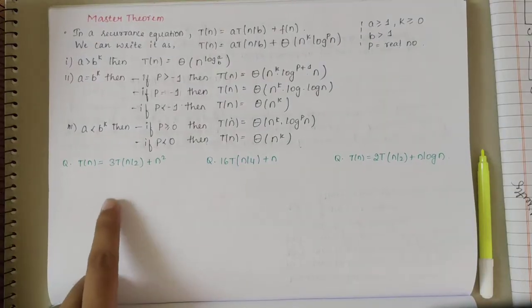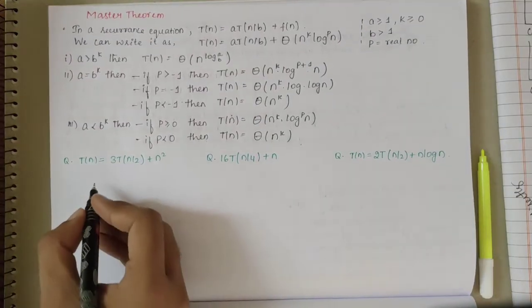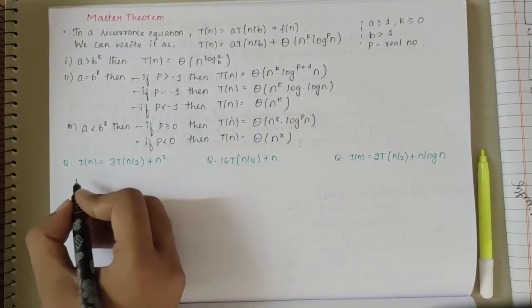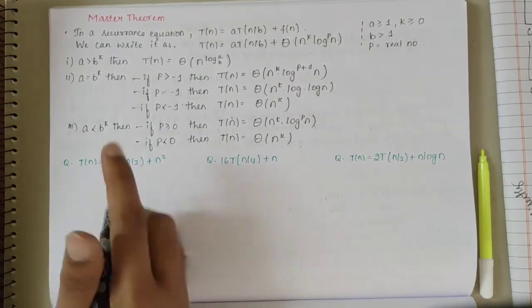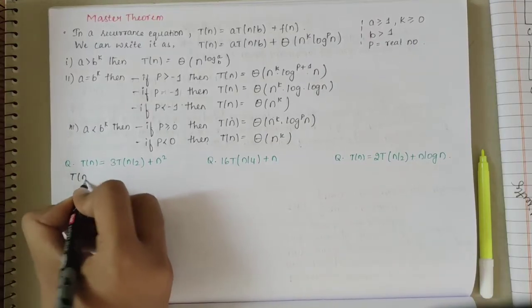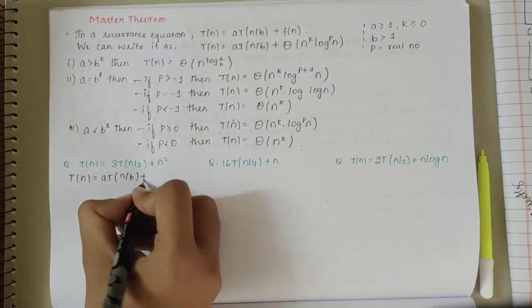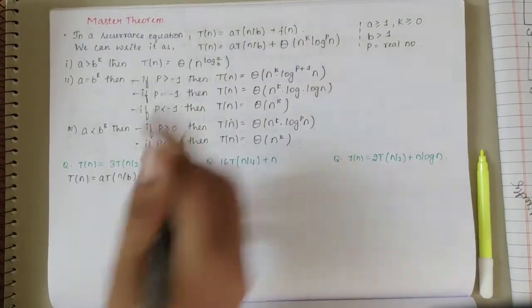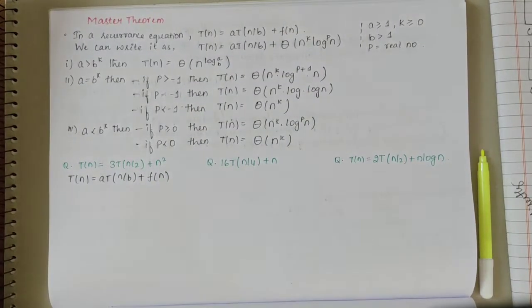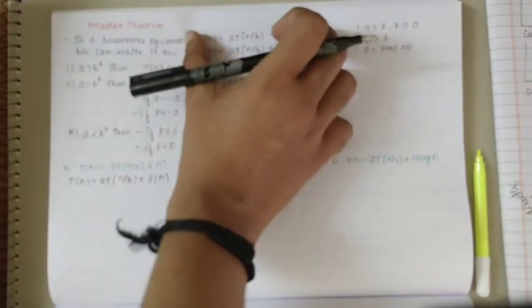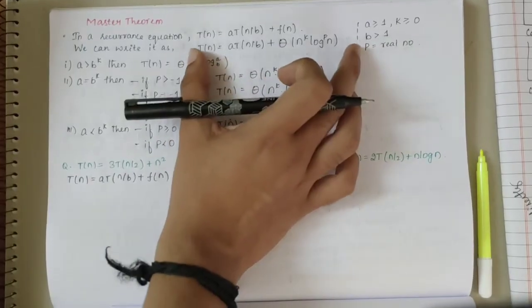Okay, so let me start with the first problem here. That is, I have t of n is equal to 3t of n by 2 plus n square here. Checking this with the standard recurrence relation, I'll write the standard relation t of n is equal to a t of n by b plus the function here. This is the function, right? The f of n part is the function. Now this is the recurrence equation which is given in the question. We have to write it of this form.